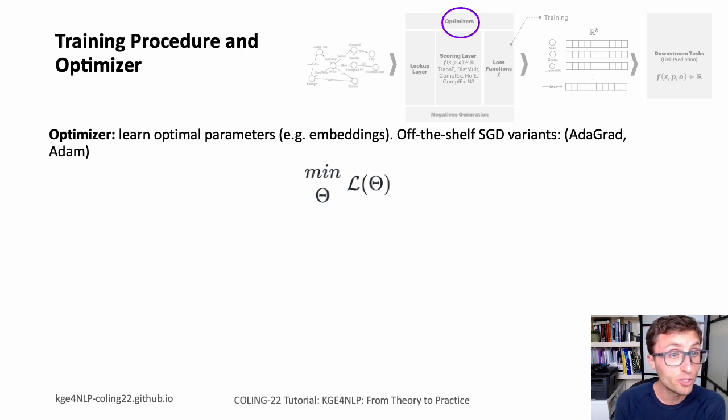How does the training procedure work? So we optimize using stochastic gradient descent, and we use some variant of stochastic gradient descent to minimize the loss function that we presented a few slides ago. This leads to optimal parameters, the embeddings, and that is done again by conventional backpropagation.